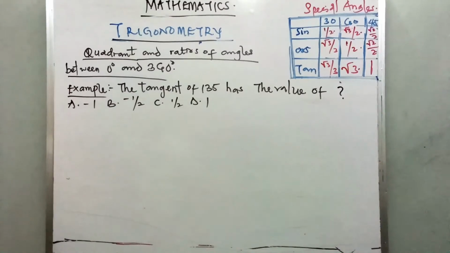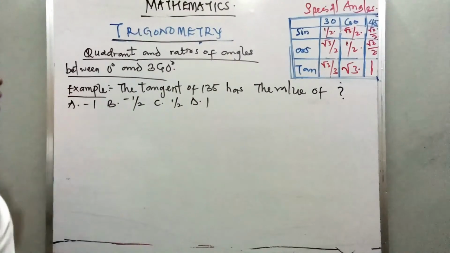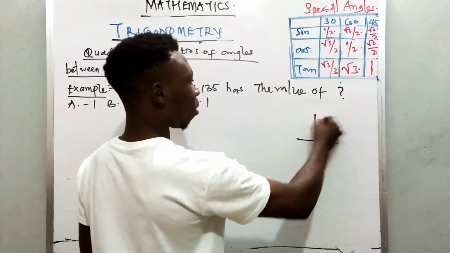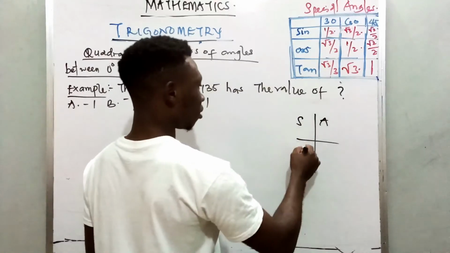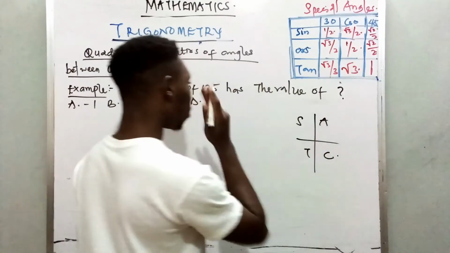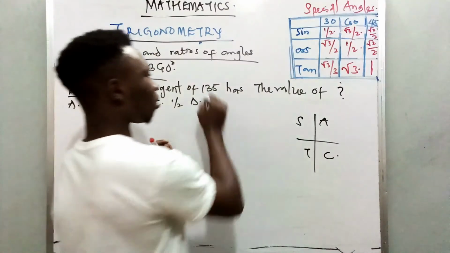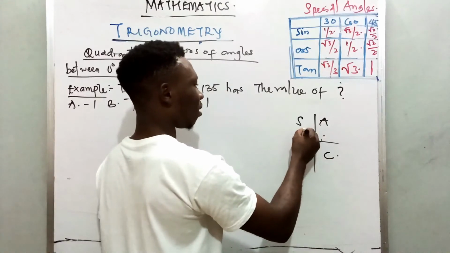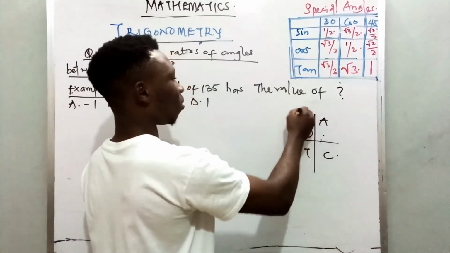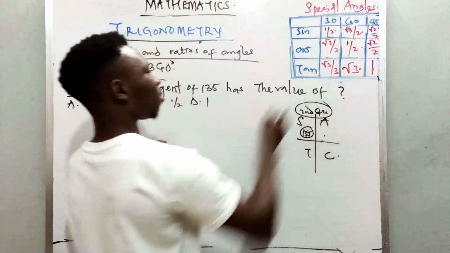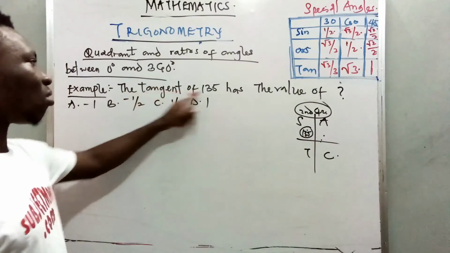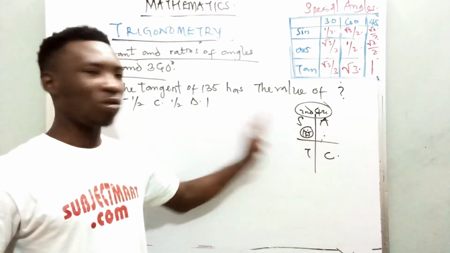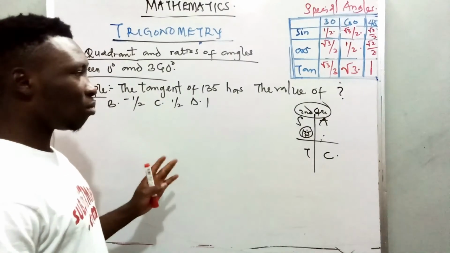Now, going further, the tangent of 135 has the value of what? Let's review this. This is all, this is sine, this is tan, and this is cos. Now, when I say 135, where does 135 fall? Between 90 and 180. So 135 falls in the second quadrant. Since it falls in the second quadrant, and they ask us to find tan of 135, it tells us clearly that our answer is going to be a negative value.